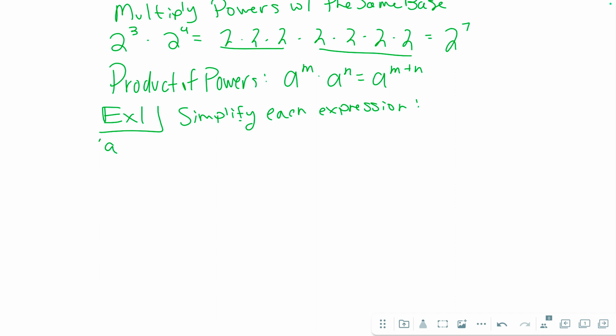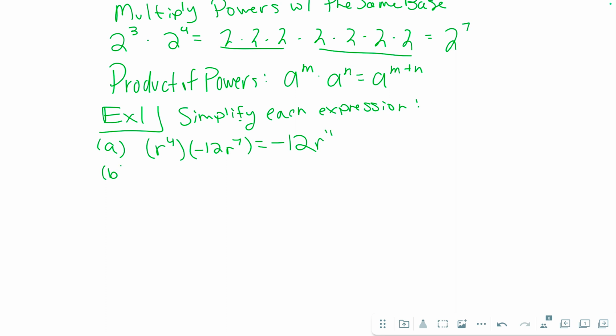Simplify each expression. A: r to the 4th times negative 12 r to the 7th. All right, so how do you think I'm going to simplify this? Are we going to do anything with that negative 12? No. So it's going to be negative 12, because it's negative 12 times 1, right? The coefficients. r to the 11th power.